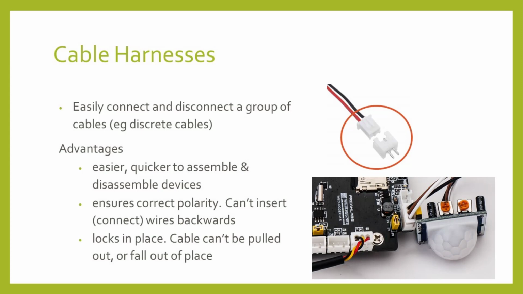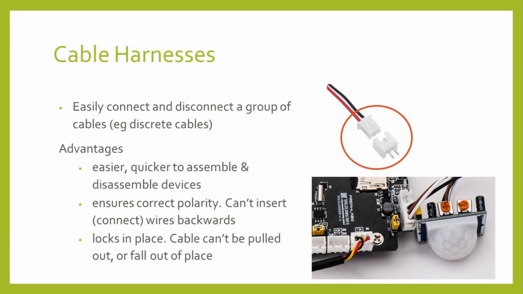There are multiple benefits for using cable harnesses. They make devices easier and quicker to assemble and disassemble. They can only be inserted one way, aka, like US politics, they're polarized. They ensure that the ground wire is going to the ground pin and the power wire is going to the power pin. This is crucial because if wires are connected backwards, it can damage the whole device.